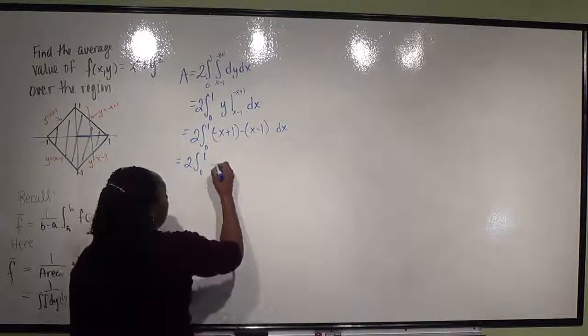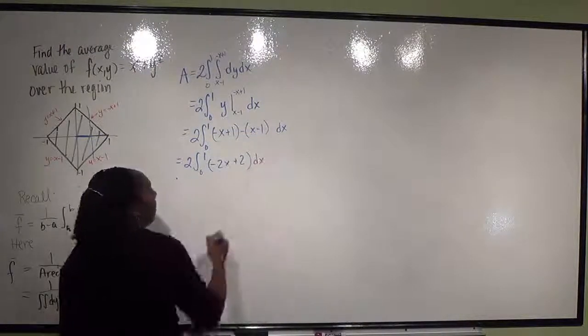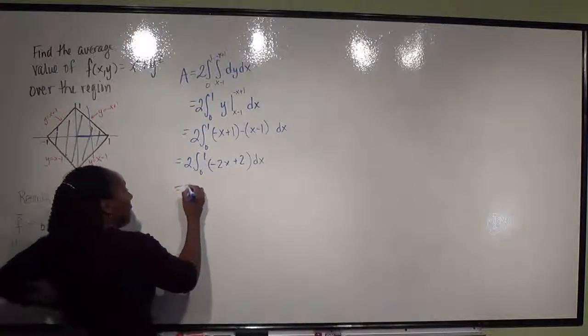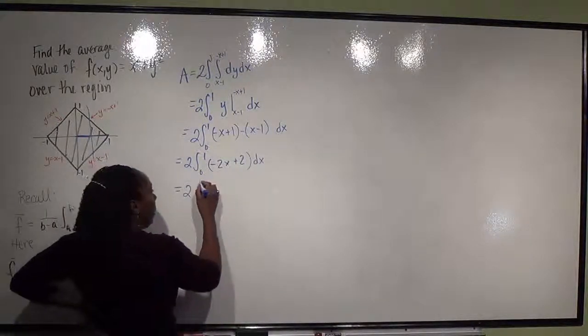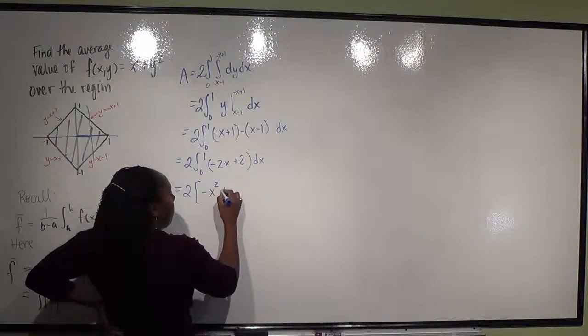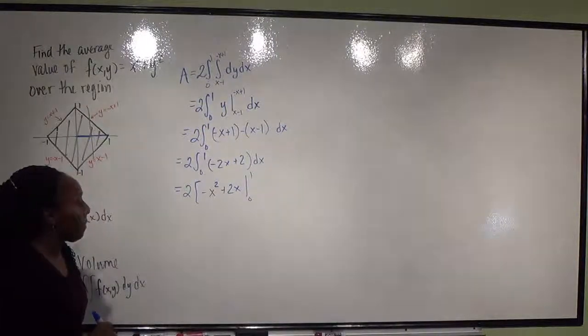So I see I get a negative 2x plus 2. From there, I'm going to integrate with respect to x. Again, the 2 just gets carried along. So integrating here, it looks like a negative x squared plus 2x. And I'm going to evaluate that from 0 to 1.